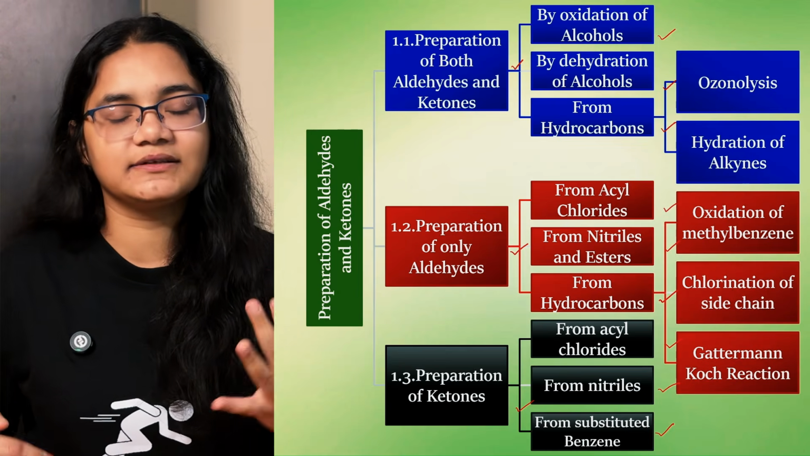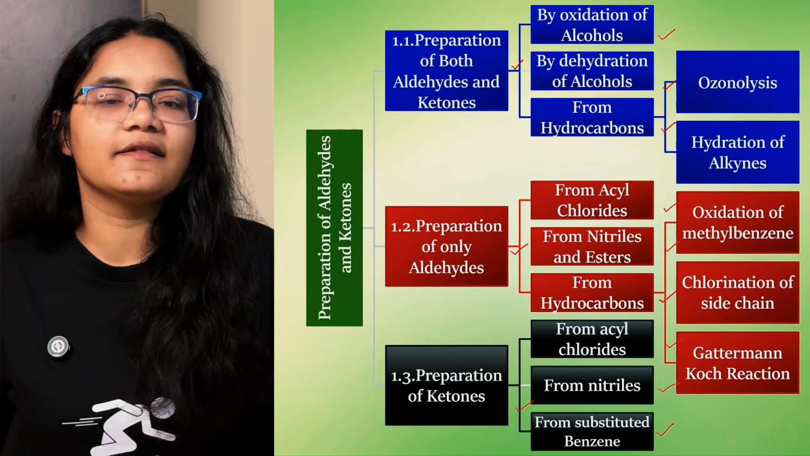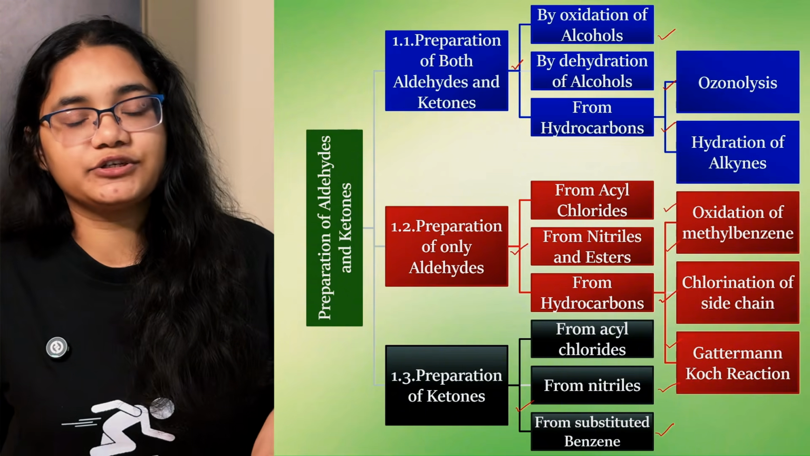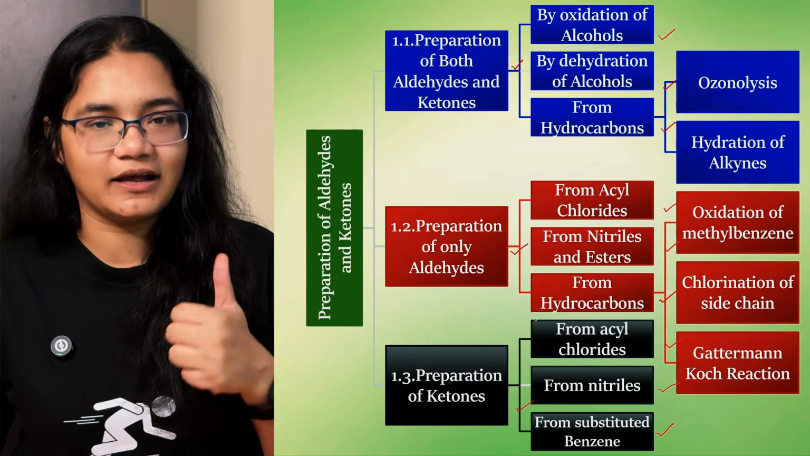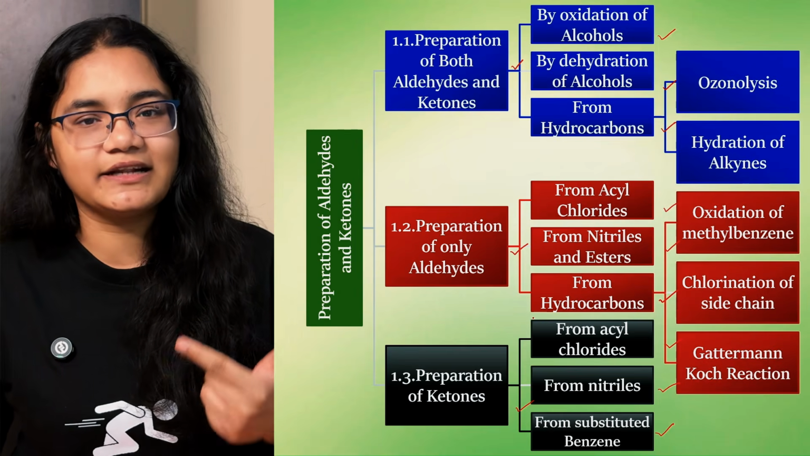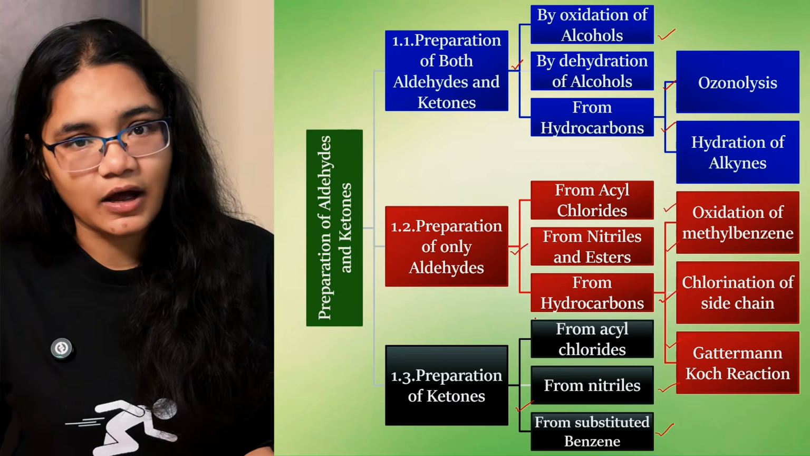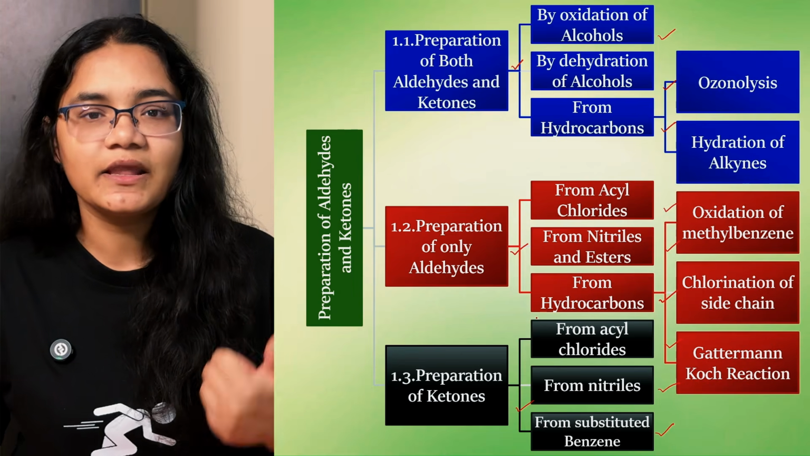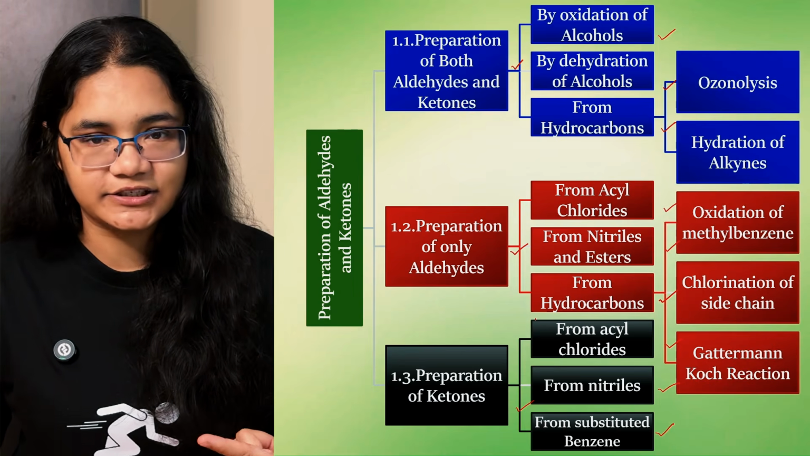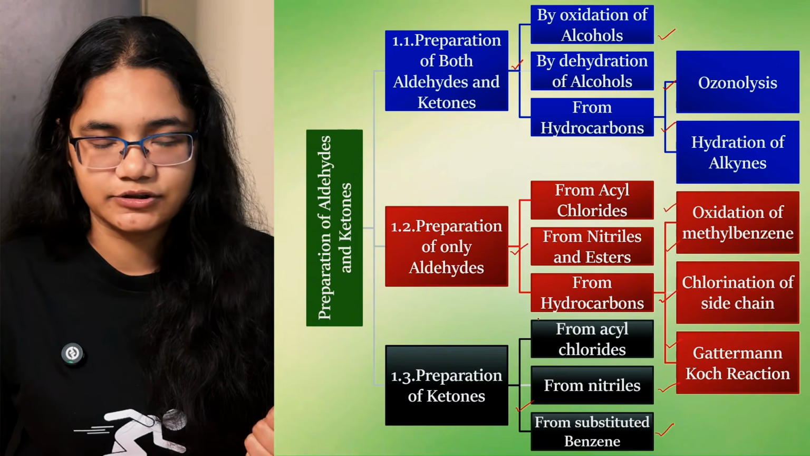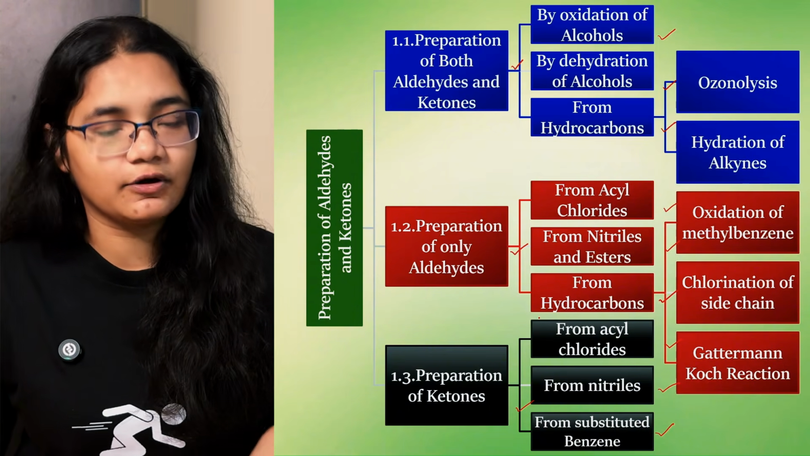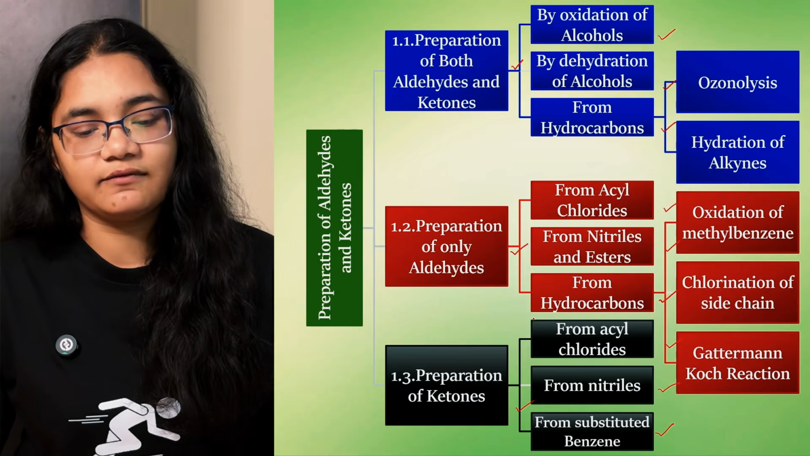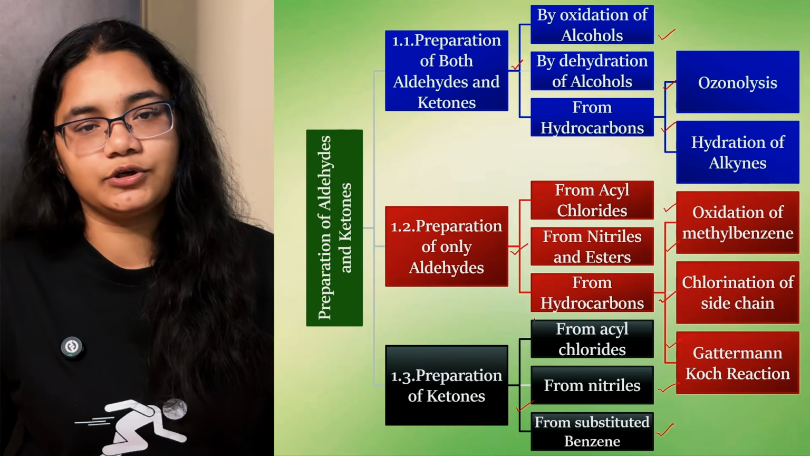Under that, we have two mechanisms, or I can say two ways: one is from the alkynes and the other one is from ozonolysis. Now coming to preparation of only aldehydes, here first we have from acyl chlorides, the second one is nitriles and esters, and the third one is from hydrocarbons, where again we have three different methods. The first one is oxidation of methyl benzene, the second one is chlorination of side chain, and the third one is the Gattermann-Koch reaction. Now next is preparation of ketones. For preparation of ketones also we have three different reactions: from acyl chlorides, then from nitriles, and then from substituted benzenes.